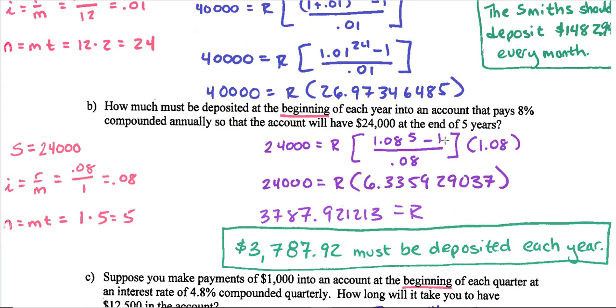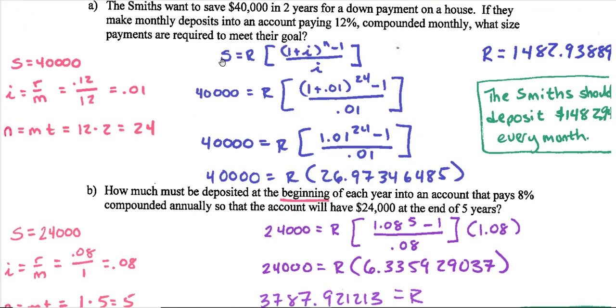Now, how much must be deposited at the beginning of each year into an account that pays 8% compounded annually so that the account will have $24,000 at the end of 5 years? Remember what this is. This is the future value of an annuity due. This means at the beginning here, you get that extra interest payment. So it's this exact same formula here, except we have an additional multiplying by 1 plus I.